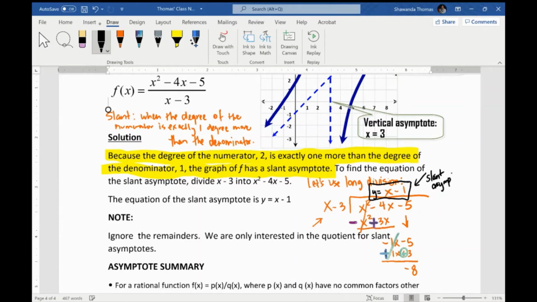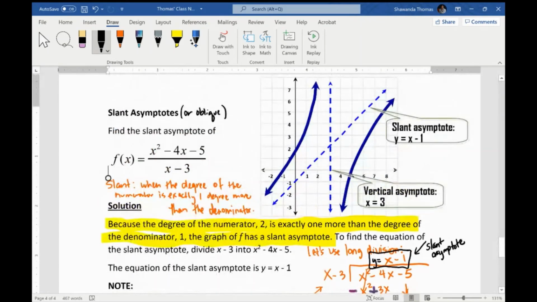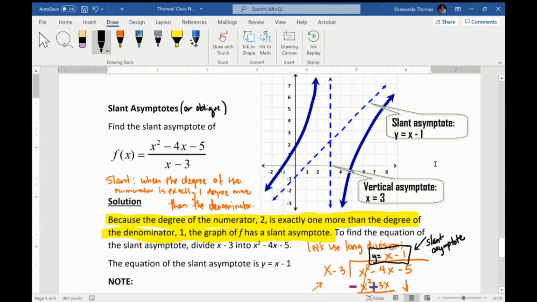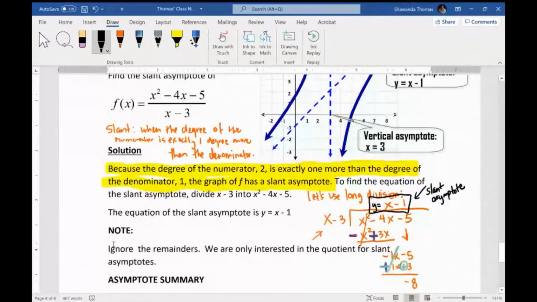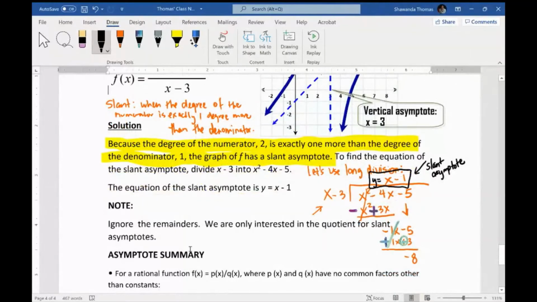All right. Notice if you graphed y equals x minus 1, it is a line. Here's the line right here. It's already graphed. It's slanted. This is the graph of y equals x minus 1. The vertical asymptote was x equals 3. The slant asymptote is y equals x minus 1. Again, ignore the remainders for slant asymptote. We are only interested in the quotient.